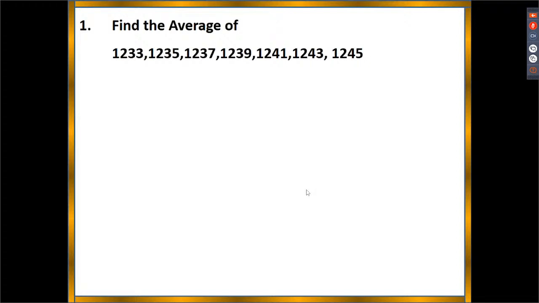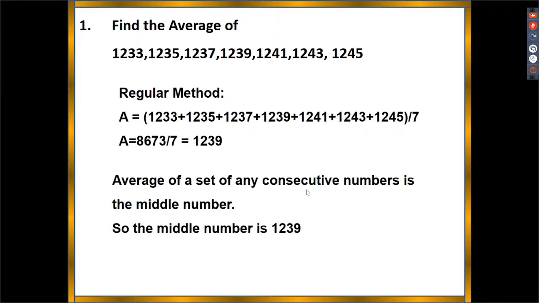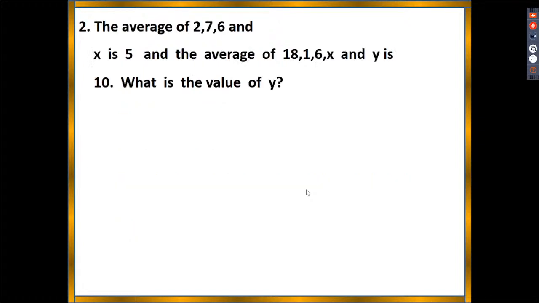So what is the answer? There are 7 numbers with a common difference. Then the average is the middle number. So what is the middle number? 139. Next one. The average of 2, 7, general example, there is no shortcut here.